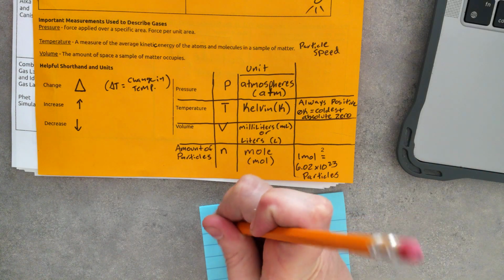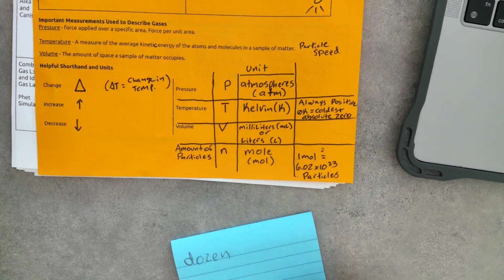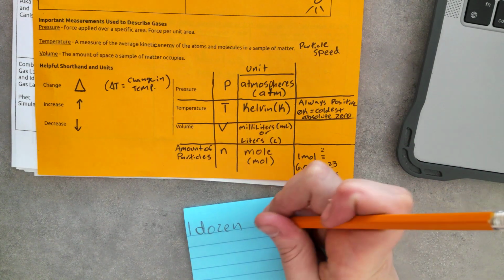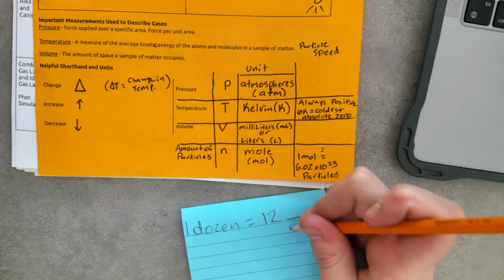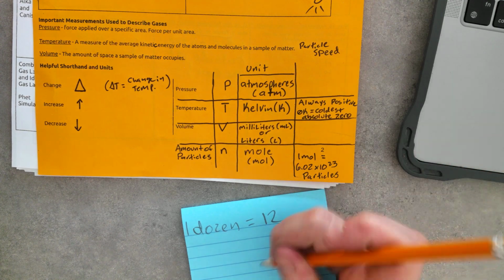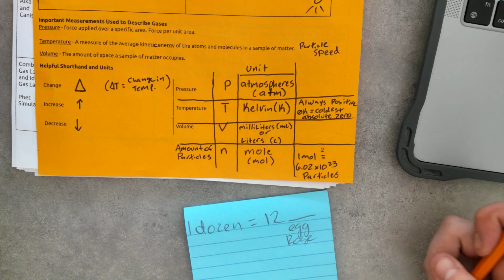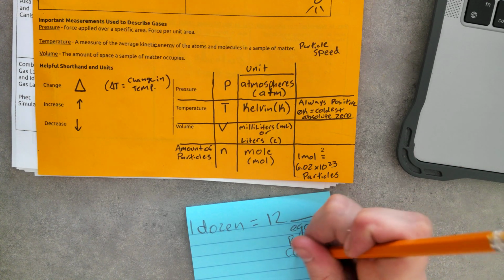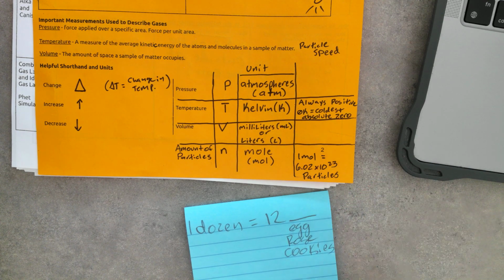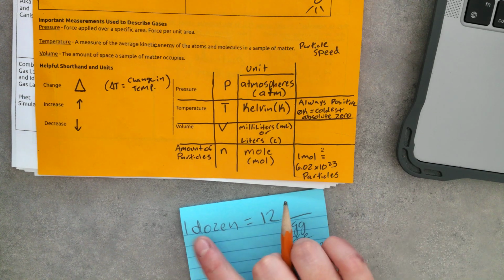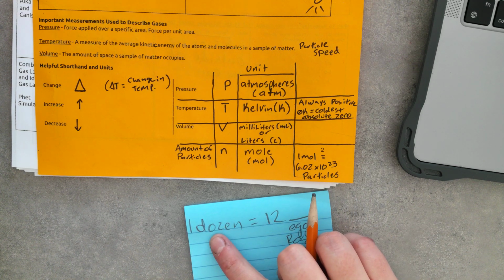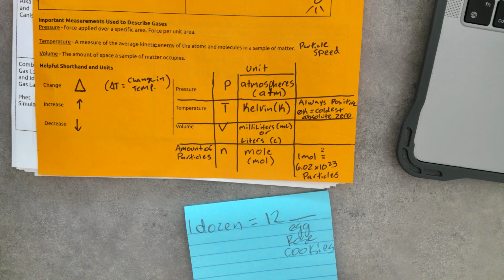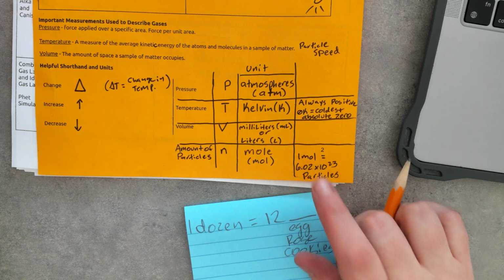It's kind of like if you have a dozen. A dozen, 1 dozen, is always going to equal 12 of something. So if I have a dozen eggs, it's 12 eggs. If I have a dozen roses, it's 12 roses. If I have a dozen cookies, it's 12 cookies. No matter what, it's going to be 12 when I say 1 dozen. And the reason we use this dozen is so bakers don't have to say I have 36 eggs. They can say I need 3 dozen eggs. The same idea is true for the mole.